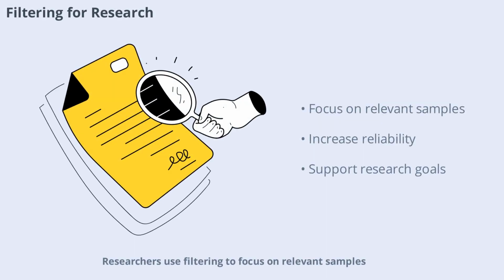Researchers use filtering to focus on relevant samples, such as survey responses from a target demographic. This ensures their findings are based on the right data and increases the reliability of their conclusions.